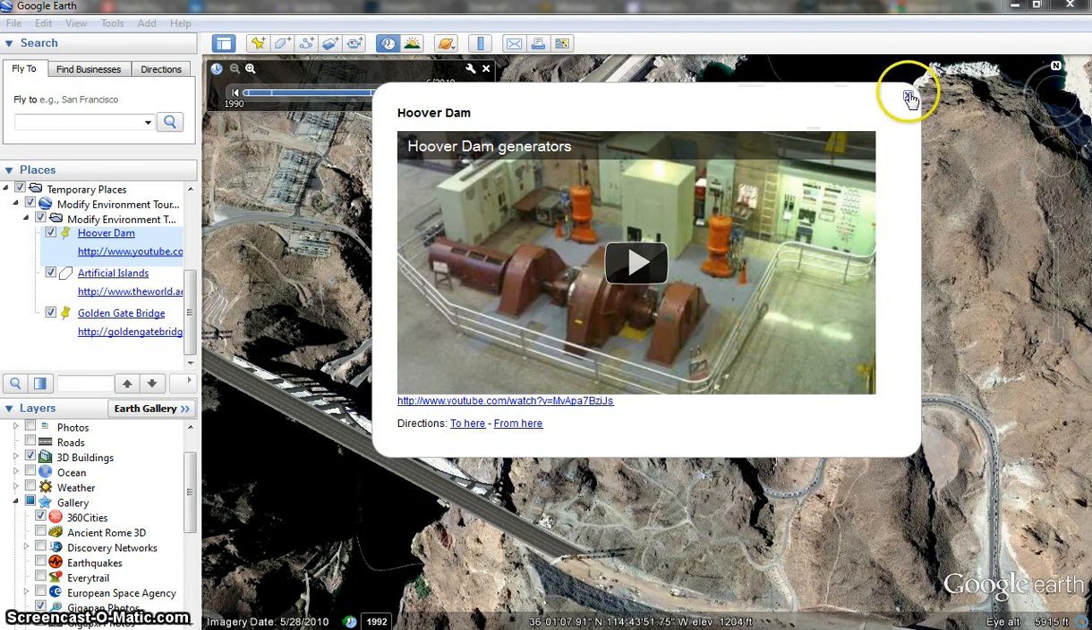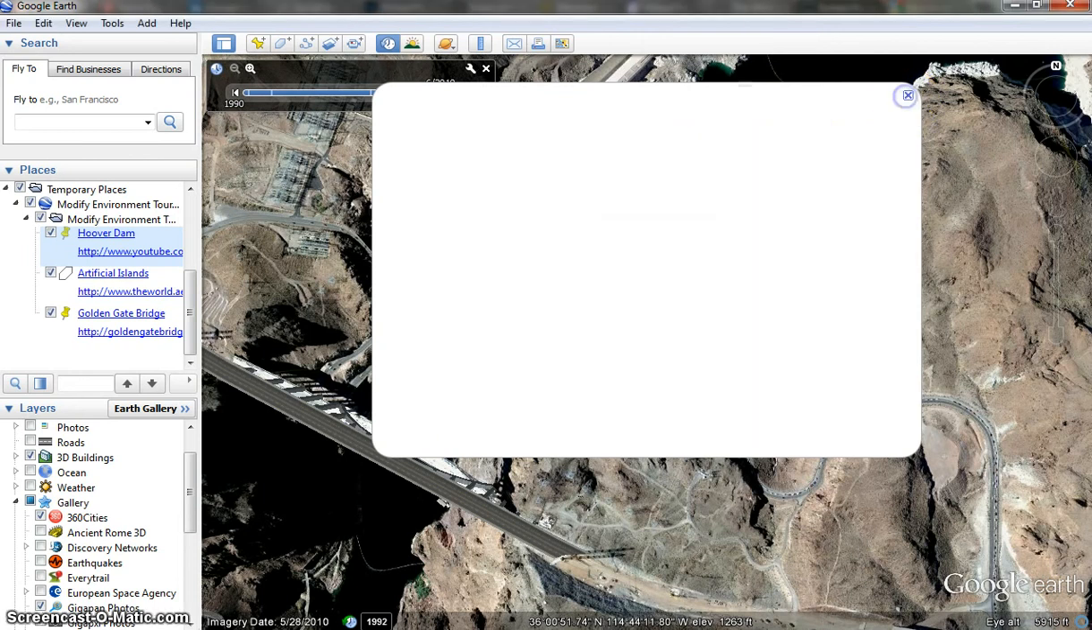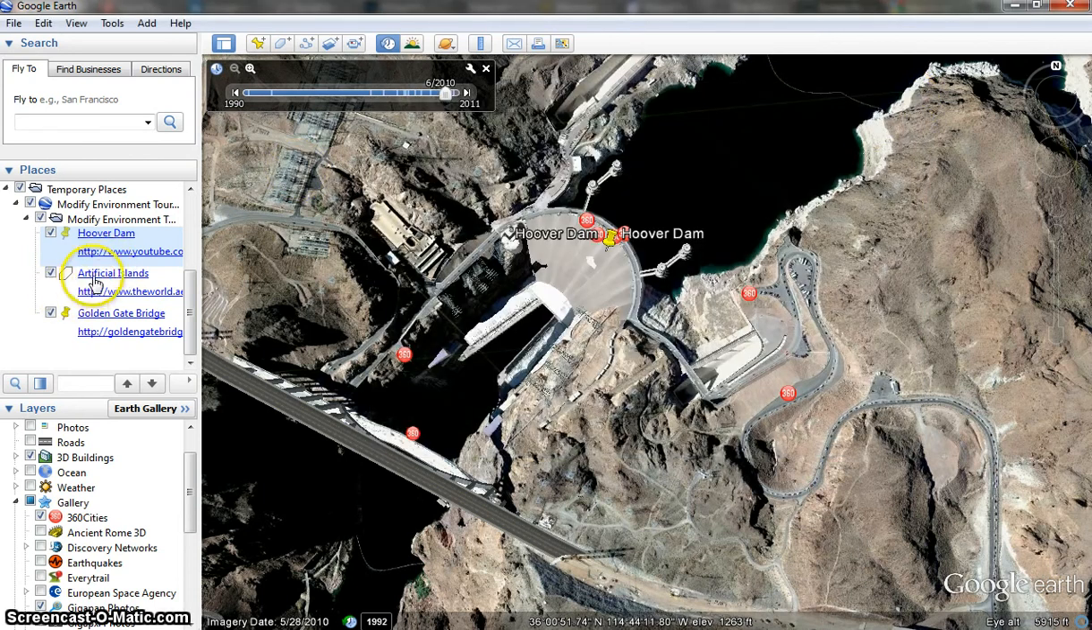Okay, so what can you guys tell me about the function of the dam? What does the dam do? Okay, so the video showed us that it has generators inside of it. The dam has generators, and what we saw were some of the generators that harness the water power and use it to create electricity. Okay, so moving on to our next place.